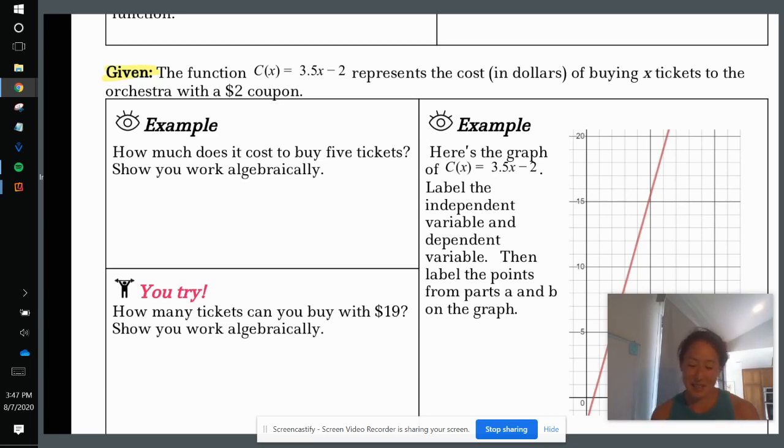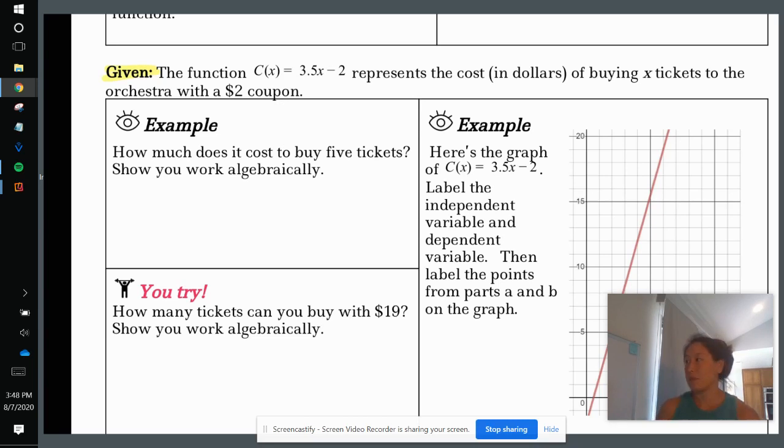C of x is equal to 3.5x minus 2. And it represents the cost in dollars of buying x tickets to the orchestra with a $2 coupon. Okay, so I saved $2 basically. And then after that, each ticket costs x dollars.